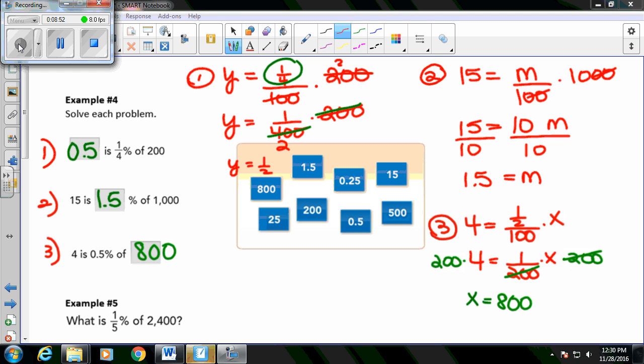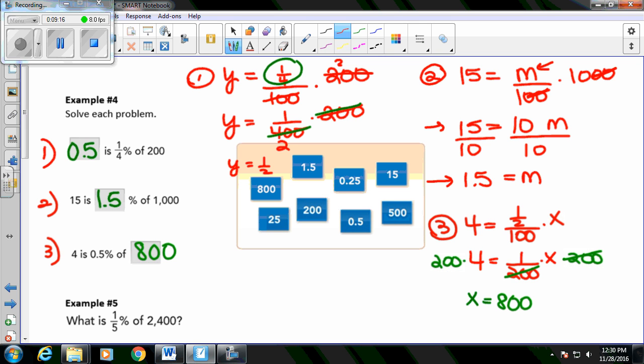For the second one, I'm looking for the percent. So I have the part equals the percent, which I left as an m, over 100 times 1,000. I got rid of my 2 zeros, so I have 10m equals 15. Divide both sides by 10, and I got m to be 1.5.